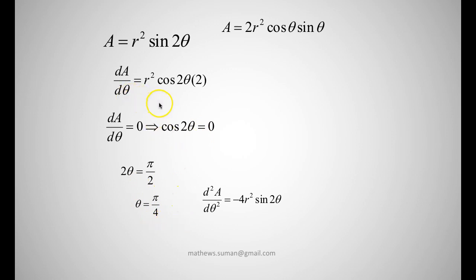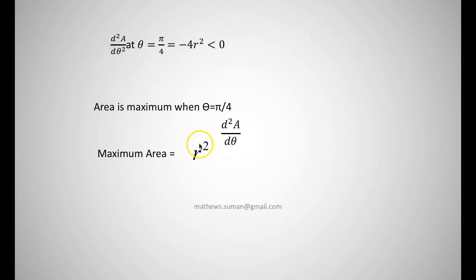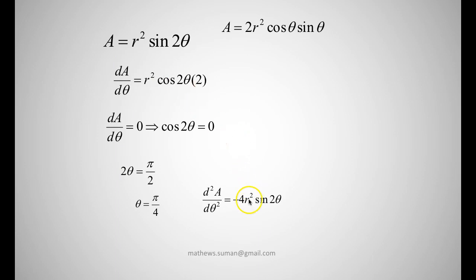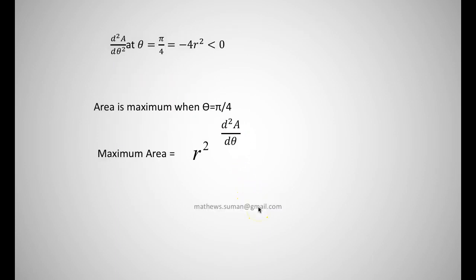And d2A by d theta squared will give you 2r squared times the derivative of cos 2 theta, which is minus sin 2 theta into 2. So we get minus 4r squared sin 2 theta. And d2A by d theta squared at theta equal to pi by 4 would give you minus 4r squared, sin pi by 2 is 1. So I get minus 4r squared, which is less than 0.